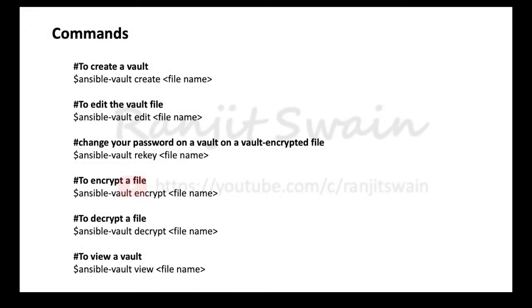So here is the list of commands which we are going to use in Ansible Vault. The command ansible-vault create creates a new encrypted vault file, and to edit the vault file we can use ansible-vault edit, and to change the vault password we can use the rekey command. To encrypt a file we can use encrypt, to decrypt a file we can use decrypt, and to view the encrypted file as read only, we can just use ansible-vault view. These are the commands we are going to use in our Ansible Vault demo.